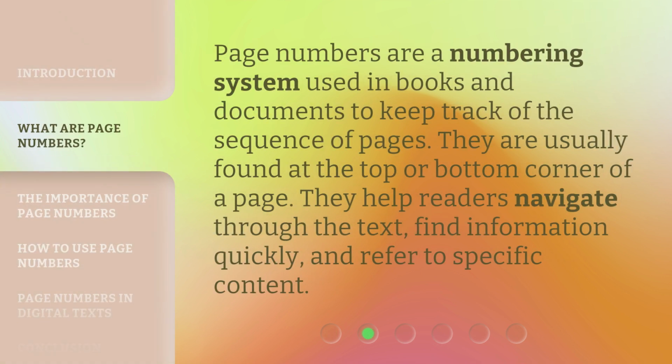Page numbers are a numbering system used in books and documents to keep track of the sequence of pages. They are usually found at the top or bottom corner of a page. They help readers navigate through the text, find information quickly, and refer to specific content.